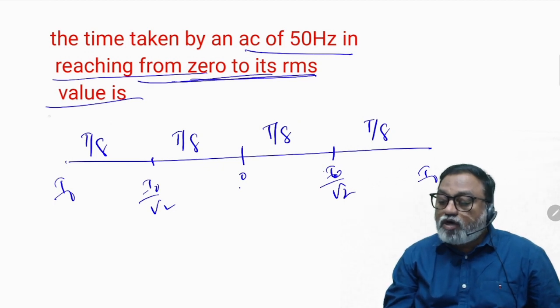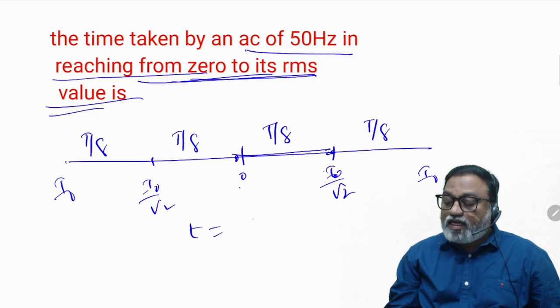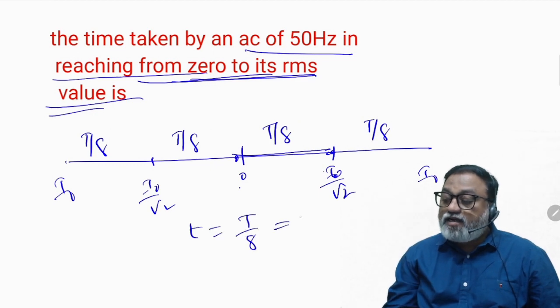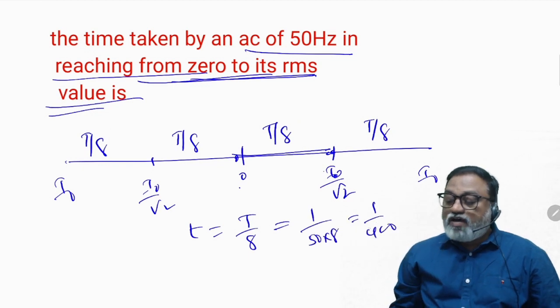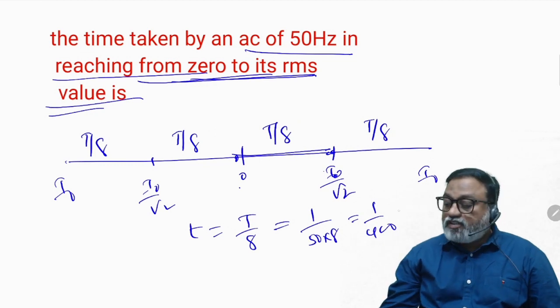See here, 0 to RMS value is T by 8. Therefore, time is equal to T by 8. Frequency is given as 50 Hz, so 1 by 50 into 8. This becomes 1 by 400 seconds.